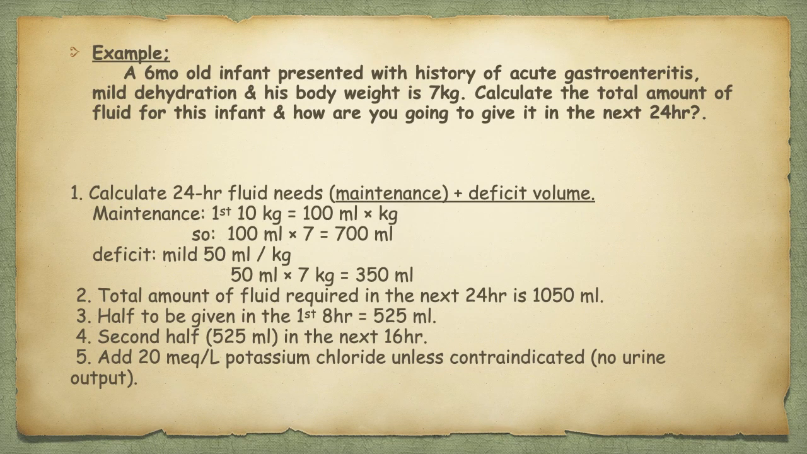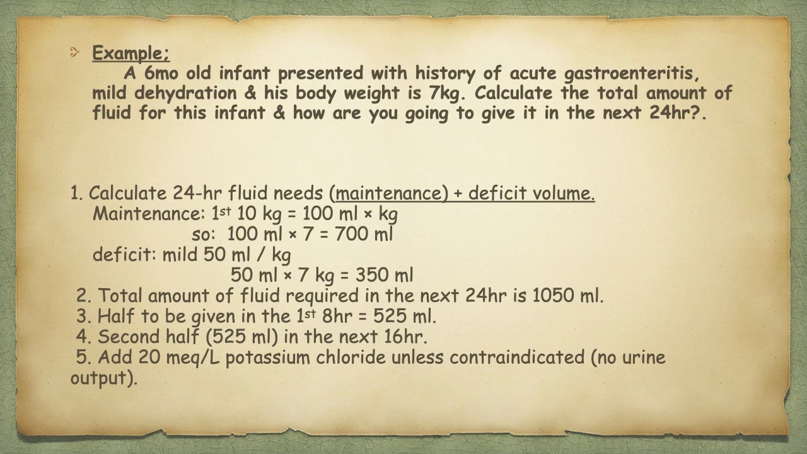For example, a 6-month-old infant presented to you with a history of acute gastroenteritis, and during examination you assess that he has signs of mild dehydration. His current body weight is 7 kilograms. Now you are required to determine the amount of fluid that the patient requires, and how you are going to give this fluid during the next 24 hours.